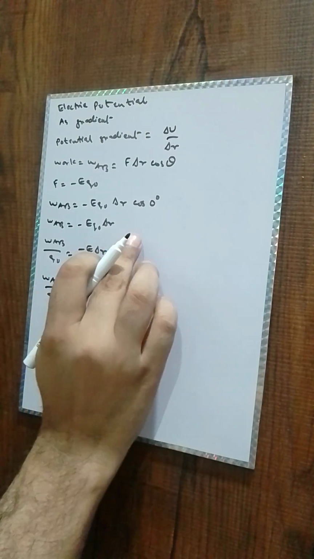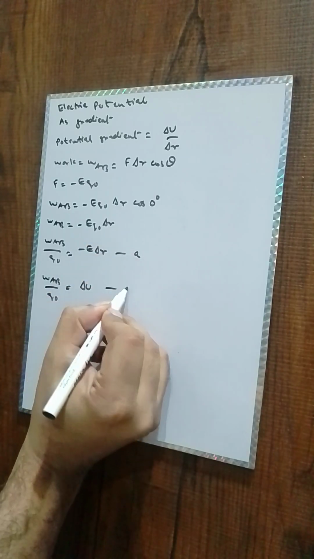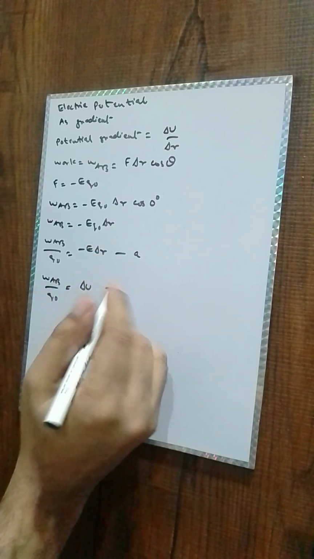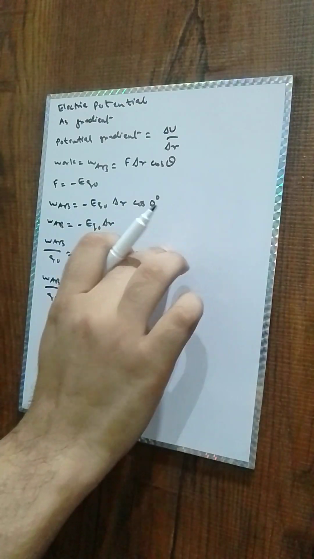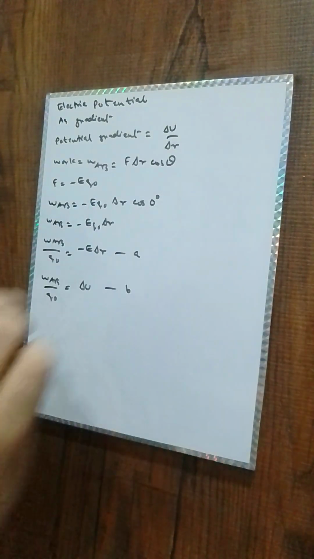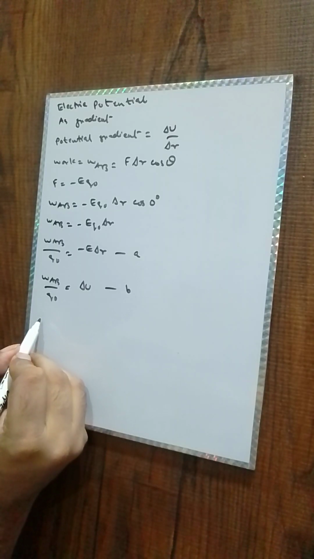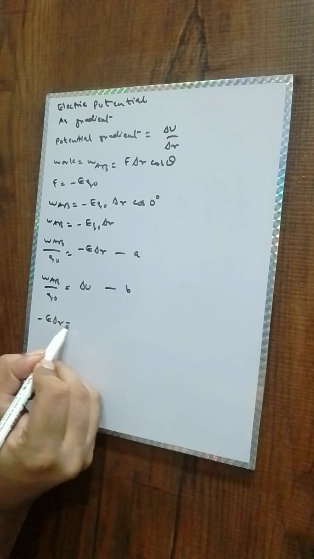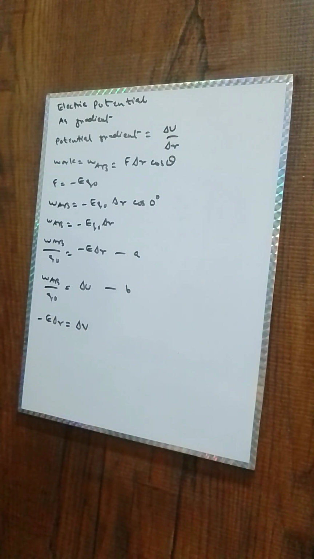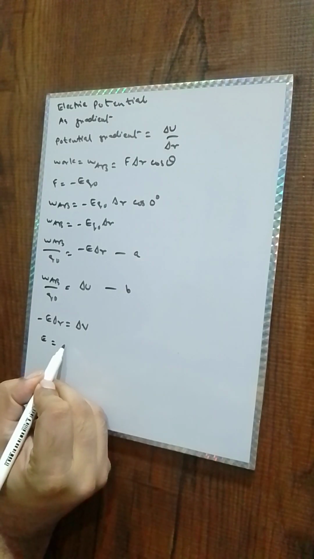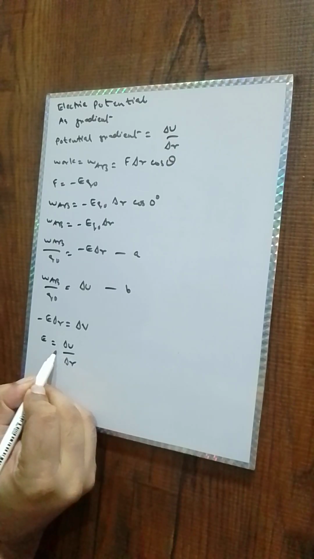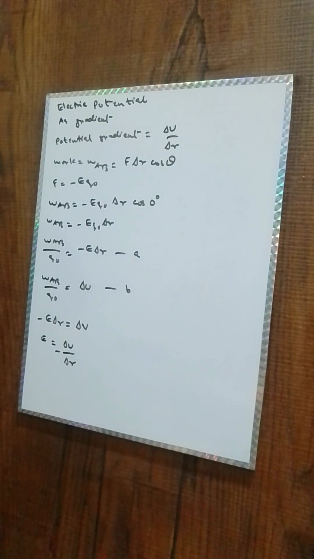So now we take this as 1 and take this as 2, A and B. Yes. Now we have an easy situation where we can equate, and it gives us minus E delta R is equal to delta V. Yes. And E in this situation will become delta V by delta R with a minus sign. And this is the gradient.